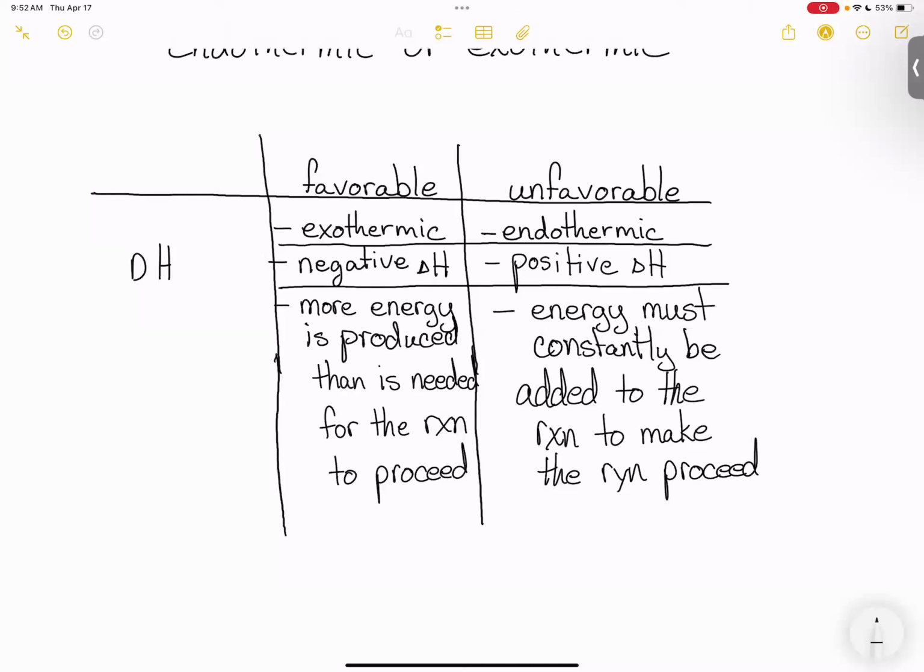Because it needs me to continuously add energy. It will not occur on its own. So firecrackers are exothermic because they will go off on their own as soon as you give them the light. Whereas if it were endothermic, I'd have to constantly be adding energy to it. It wouldn't want to occur on its own.